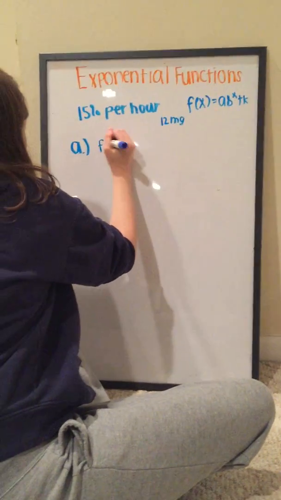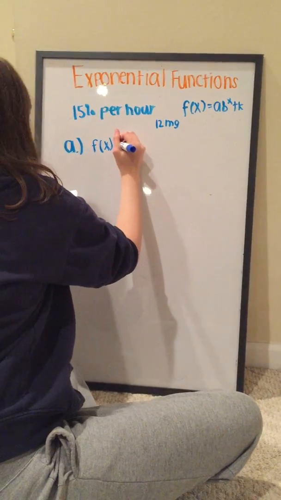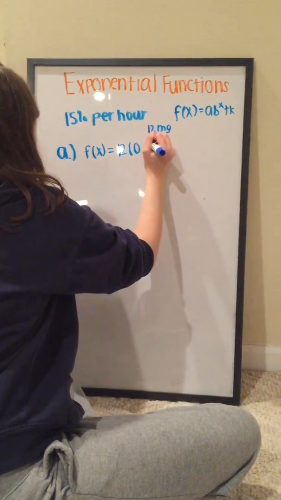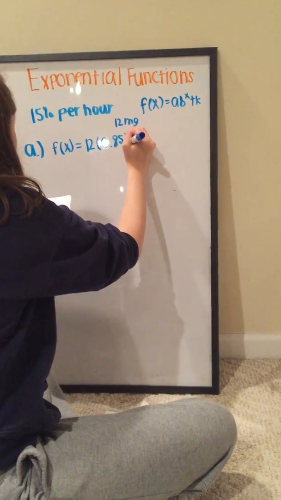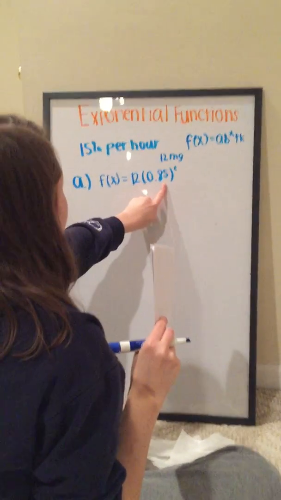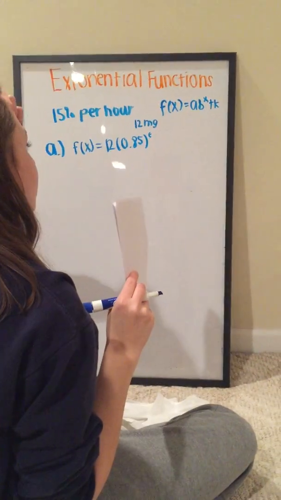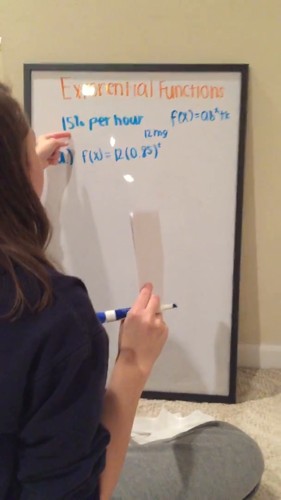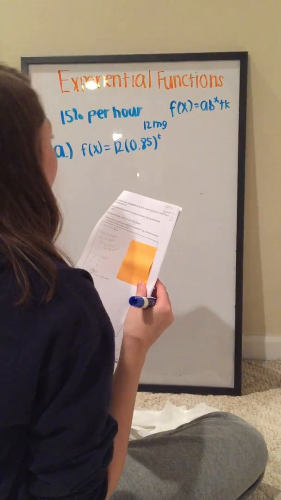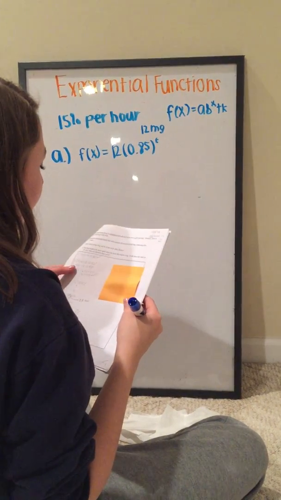So the function would be f of x equals 12 times 0.85 to the t. And how we can find 0.85 is you subtract 15% from 1, because it's eliminating, and it's decreasing, which means it's decaying.